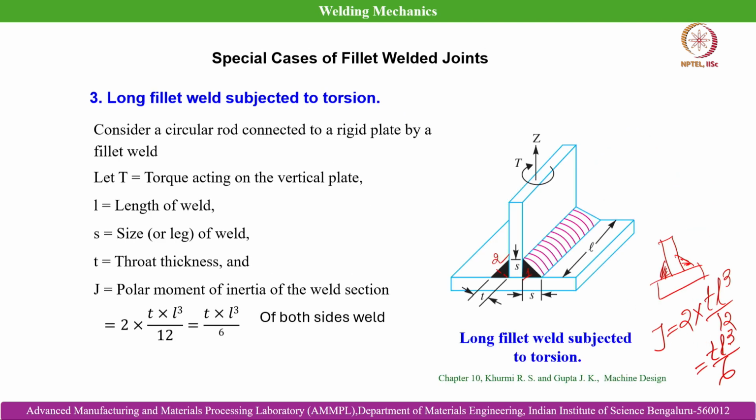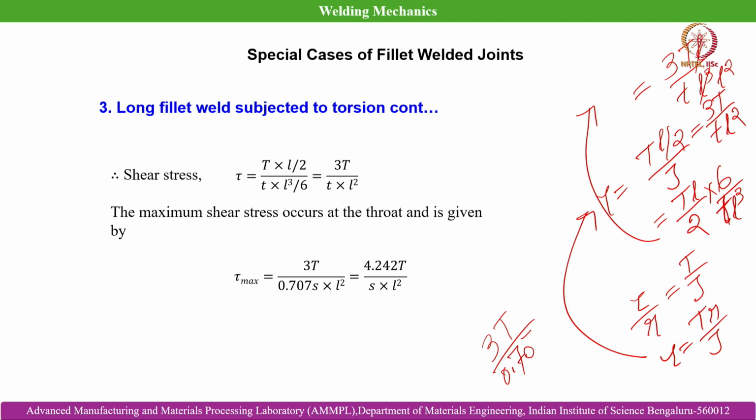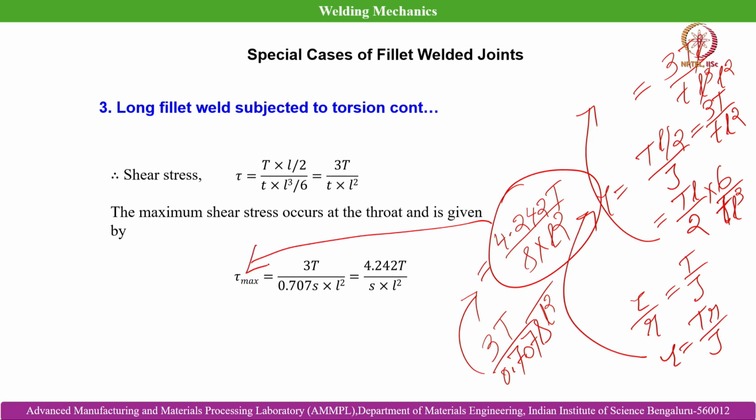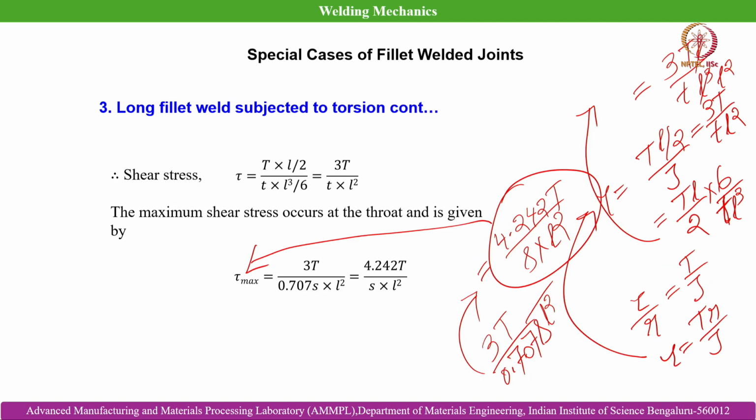So here we have small t L cube by 6, and from here we arrive at 3 T L by small t L cube, so then it becomes 3 T by small t L square. As we already know, small t is equal to 0.707 into S, that is S sin 45 degree, into L square. Further simplifying, we get the value as 4.242 T by S cross L square. So, this is the value of the maximum shear stress that this double fillet weld can be subjected to. So, this much shear stress it can withstand.